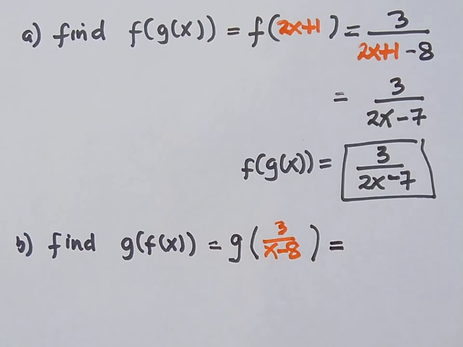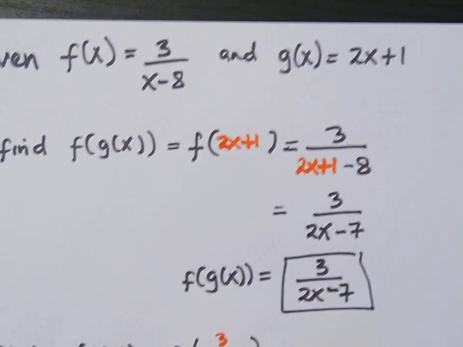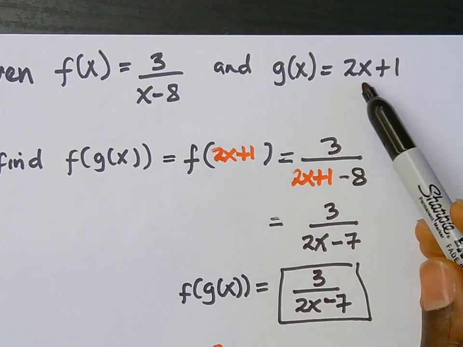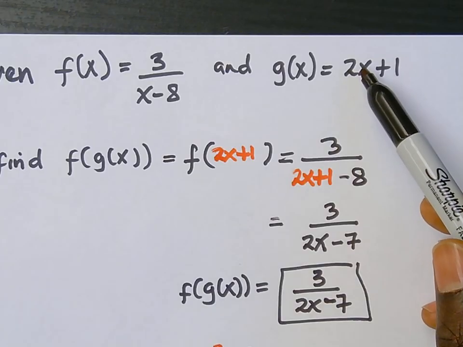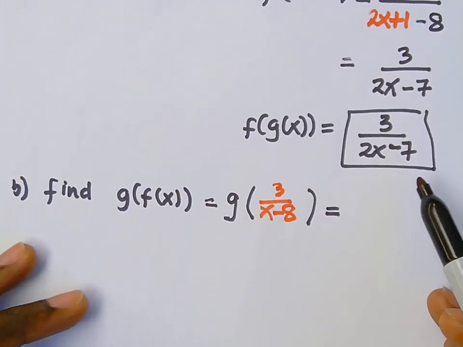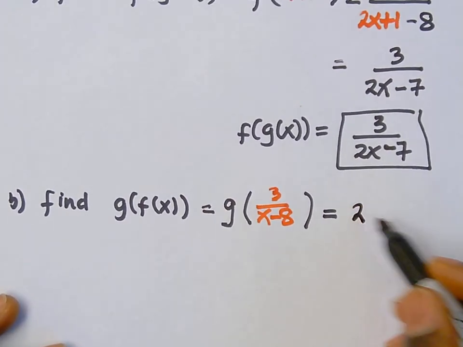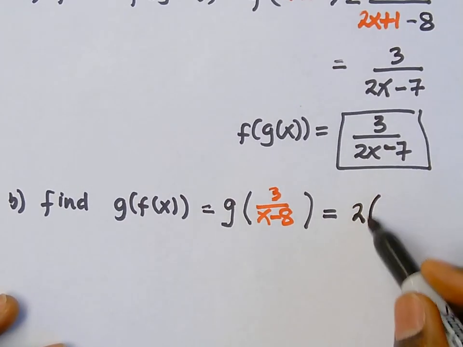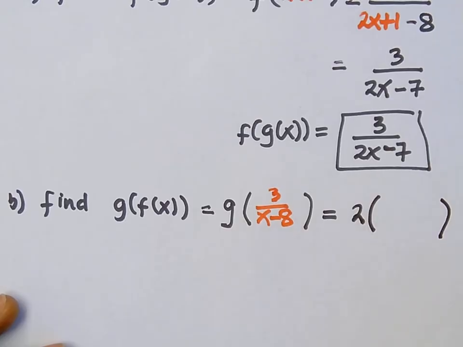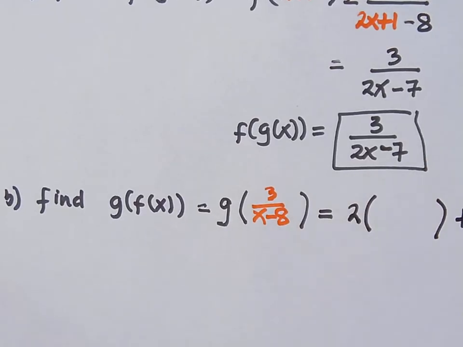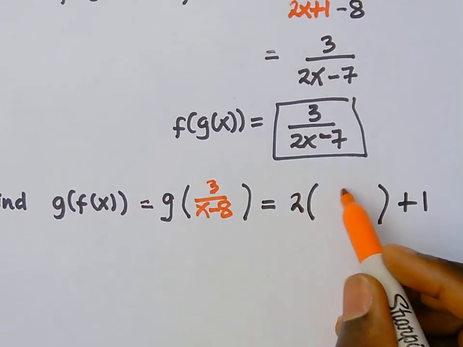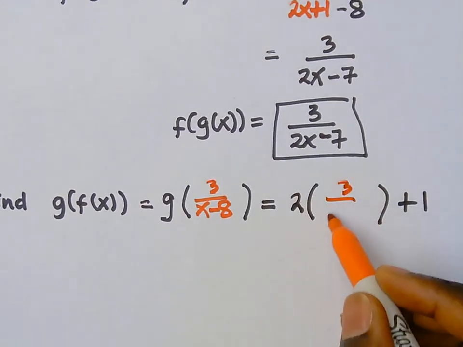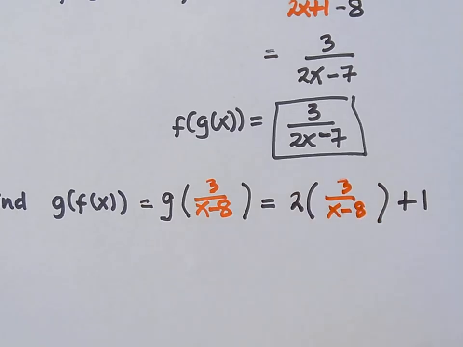So I'm going to plug in g. What does g say? The g function says 2x plus 1. So wherever I see x, I'm going to substitute that with the new input. Okay, so it's going to look like that. 2 times, now x, I take out the original x and I plug in my new input. Where's the new input? The new input says 3 over x minus 8.